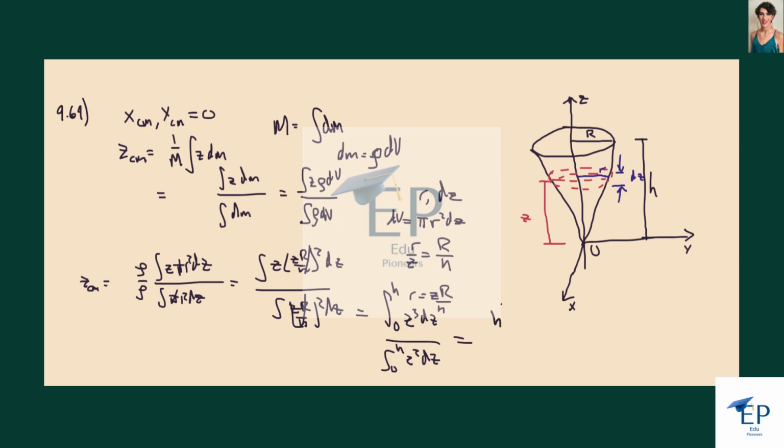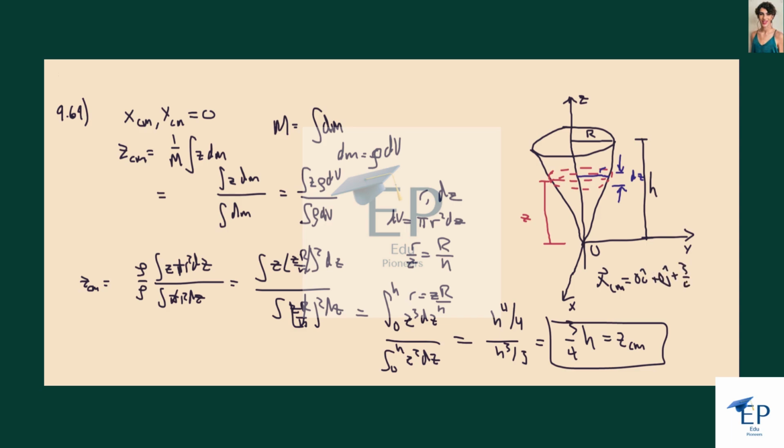So this just becomes h to the 4th over 4 over h cubed over 3, which is 3/4 h. This is our z center of mass, and that's the only component. So that means our center of mass vector is given as 0 i hat plus 0 j hat plus 3/4 h k hat.